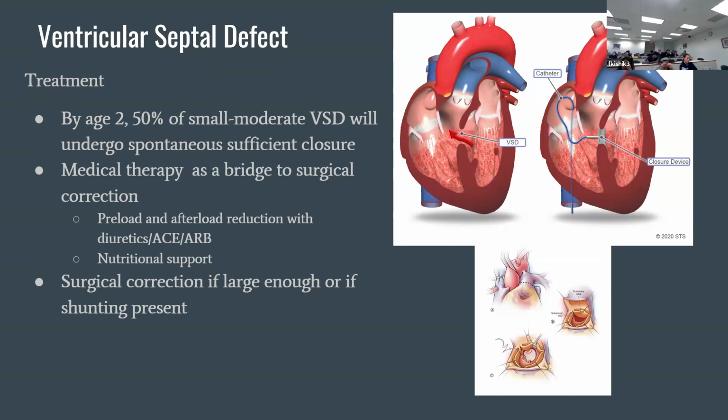You can use medical therapy as a bridge to surgically correct this if it doesn't close or if it's large from the start. We're going to treat this with preload and afterload reducers like diuretics, ACEs, and ARBs, and nutritional support, right? Because we saw if it's large it can cause failure to thrive, heart failure symptoms, things like that. And surgical correction you're going to do if it's large enough or if shunting is present. This could be done transcatheterally, similarly to how the ASD was closed, or open heart.